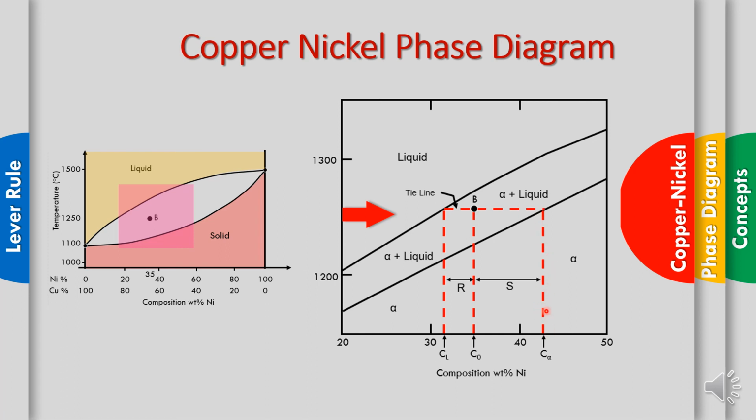So here is another piece of data that we can produce. We have point B at C0 here, and we can see the regions R and S. So we can calculate the value of R and the value of S here.